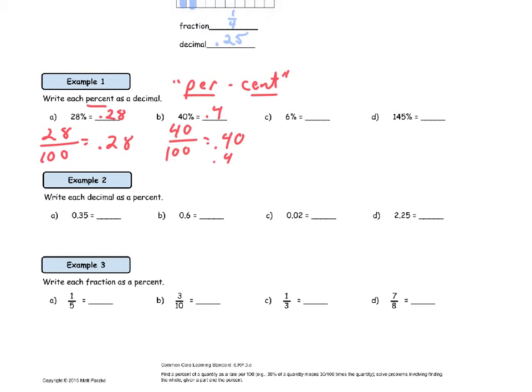Letter C, be very careful here. 6 percent. 6 over 100 is 6 hundredths. 0.06. 6 hundredths is 0.06. That's your answer in this case. I've seen many students put an answer down of 0.6 there. It is not 0.6. It's 6 hundredths, which is 0.06.